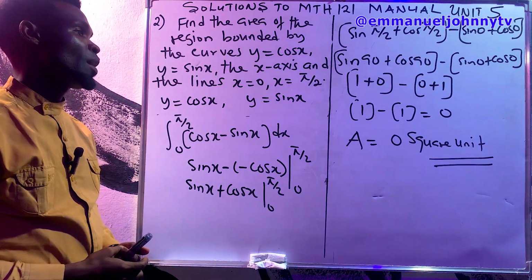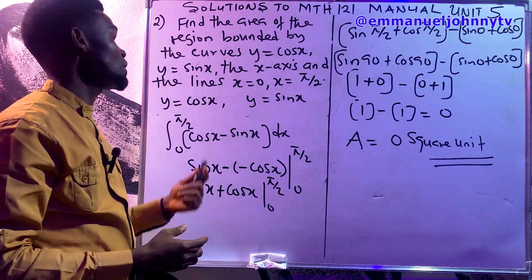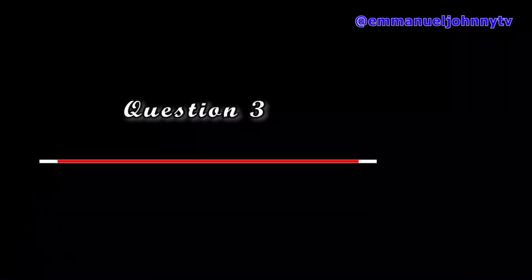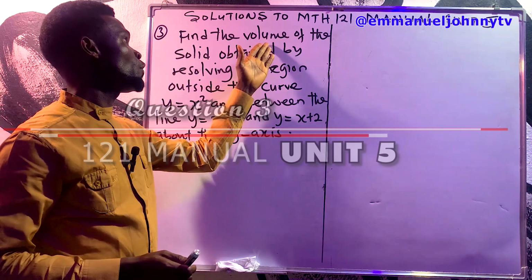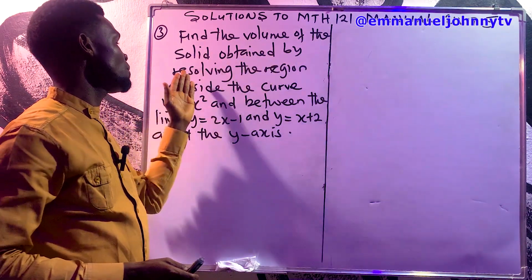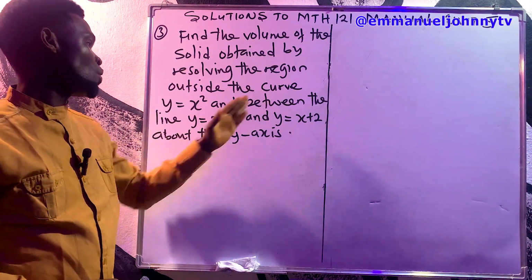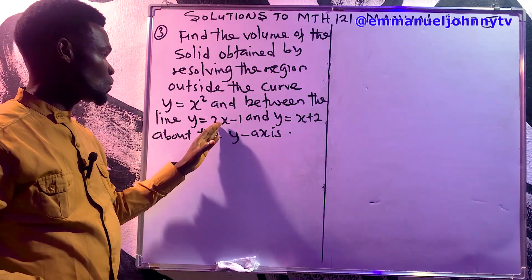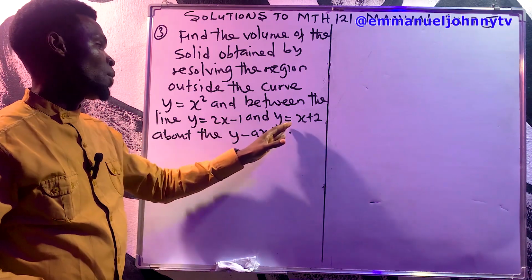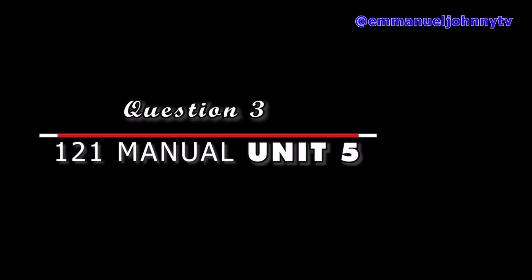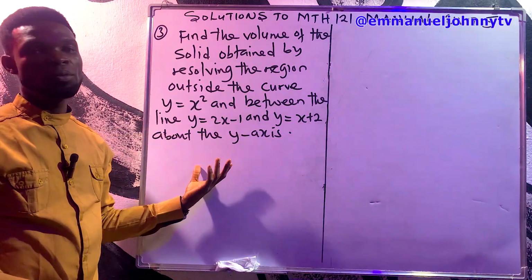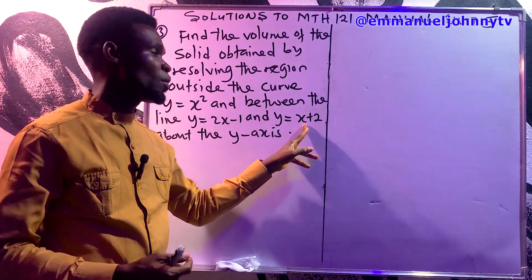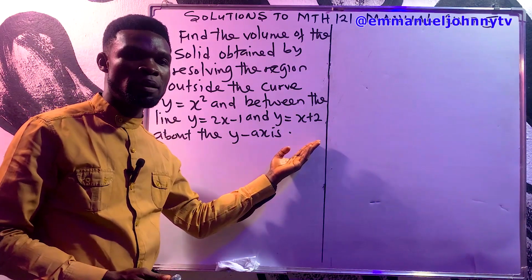Now we take a look at the third and of course the last question. Find the volume of the solid obtained by revolving the region outside the curve y equals x squared and between the lines y equals 2x minus 1 and y equals x plus 2. There's no boundary in this question, but we are going to use the equation of the lines and the equation of the curve to obtain the boundaries.